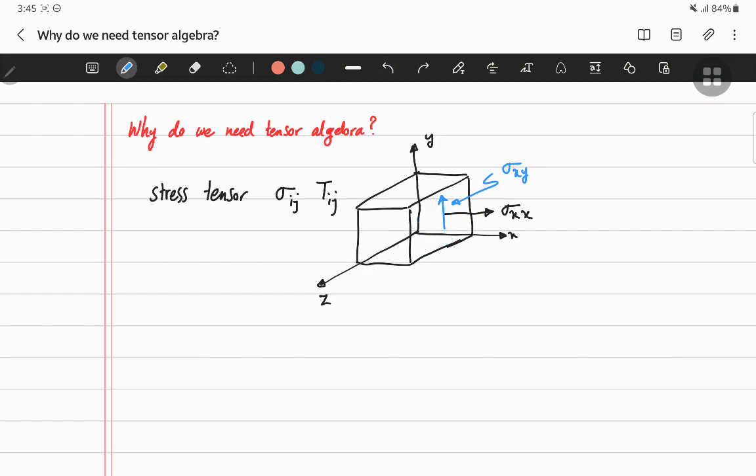matrices, but we use, for example, this kind of notation here: sigma ij is equal to sigma xx, sigma xy, sigma xz, and then we have yx, yy, yz, zx, zy, and then sigma zz. So we use matrices to show the different elements of the tensor.